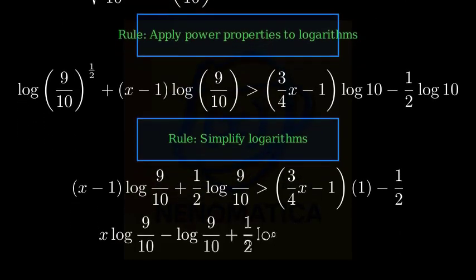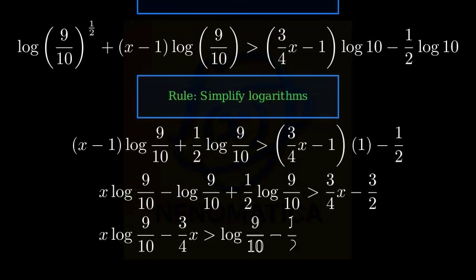We get x times log of 9 over 10 minus log of 9 over 10 plus 1/2 times log of 9 over 10 is greater than 3/4 x minus 3/2. We're continuing to reorganize our expression to isolate the variable x. Let's rearrange our inequality to isolate terms containing x on one side.